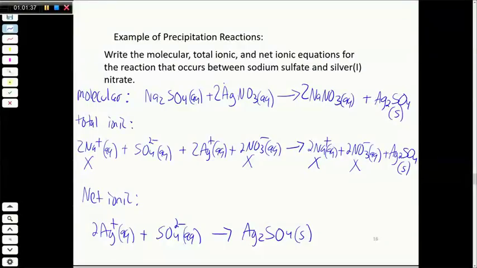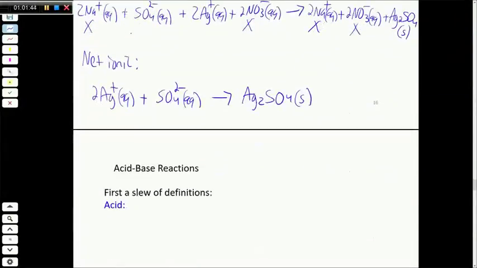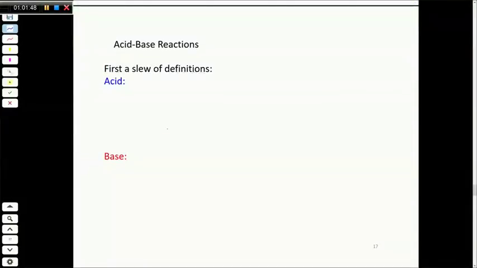Alright, questions on that before we move on to today's last topic. The last topic we're going to start talking about today is acid-base chemistry, which has a lot of similarities with what we just talked about, but we're using different kinds of compounds here, as the name implies, acids and bases. So let's first define what those are.